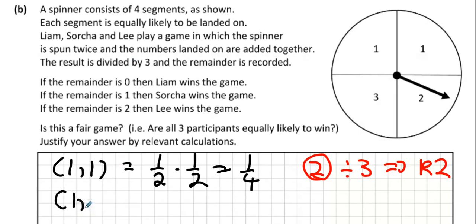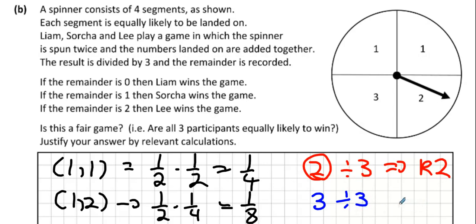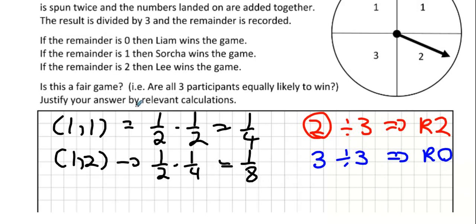What about 1, 2? What's the odds of that happening? A half by a quarter, which is an eighth. And what happens when we add them together? 3 divided by 3. Remainder is 0. Goes in evenly, doesn't it? Okay, let's go for my next one. Was it 1, 3, is it?